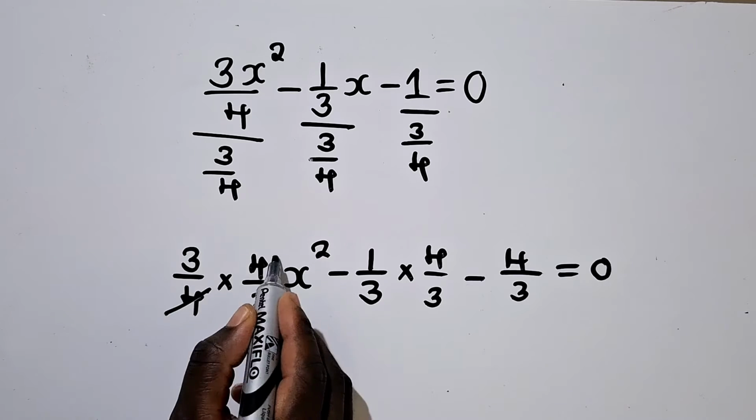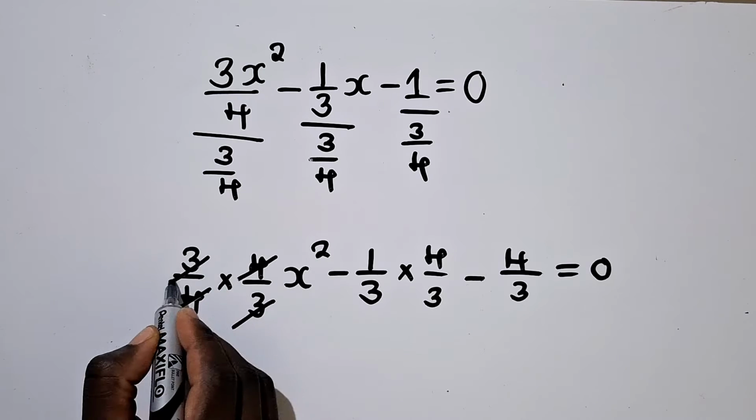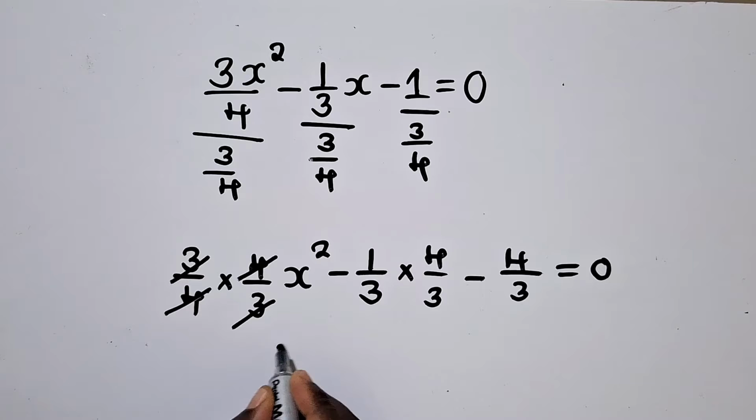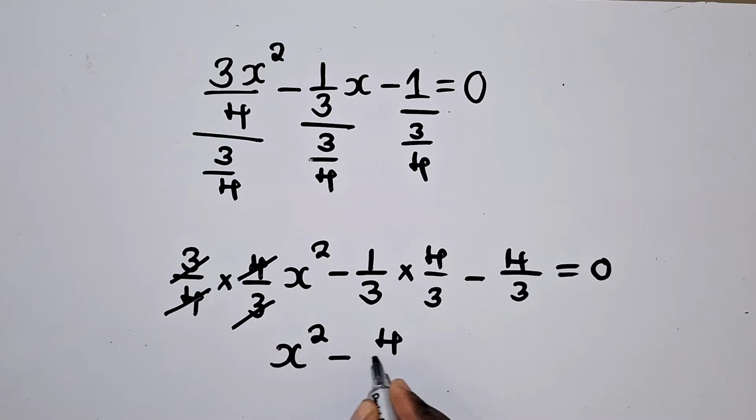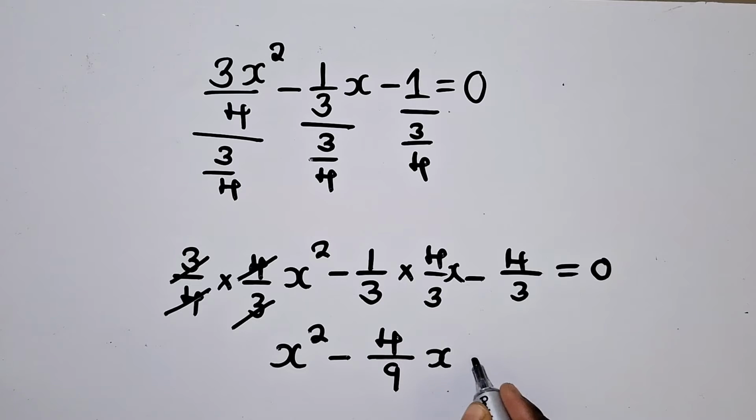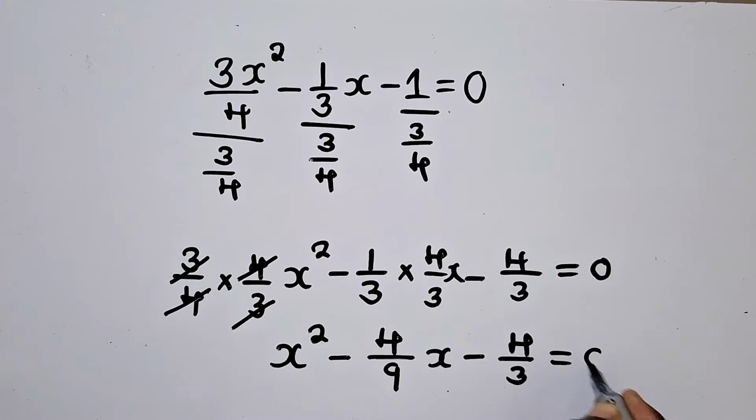So 4 and 4 will cancel out. 3 and 3 will go. We shall remain with x power 2 minus, here it will be 4 over 9x. Actually, there's supposed to be x here. Minus 4 over 3. So this is the first step.